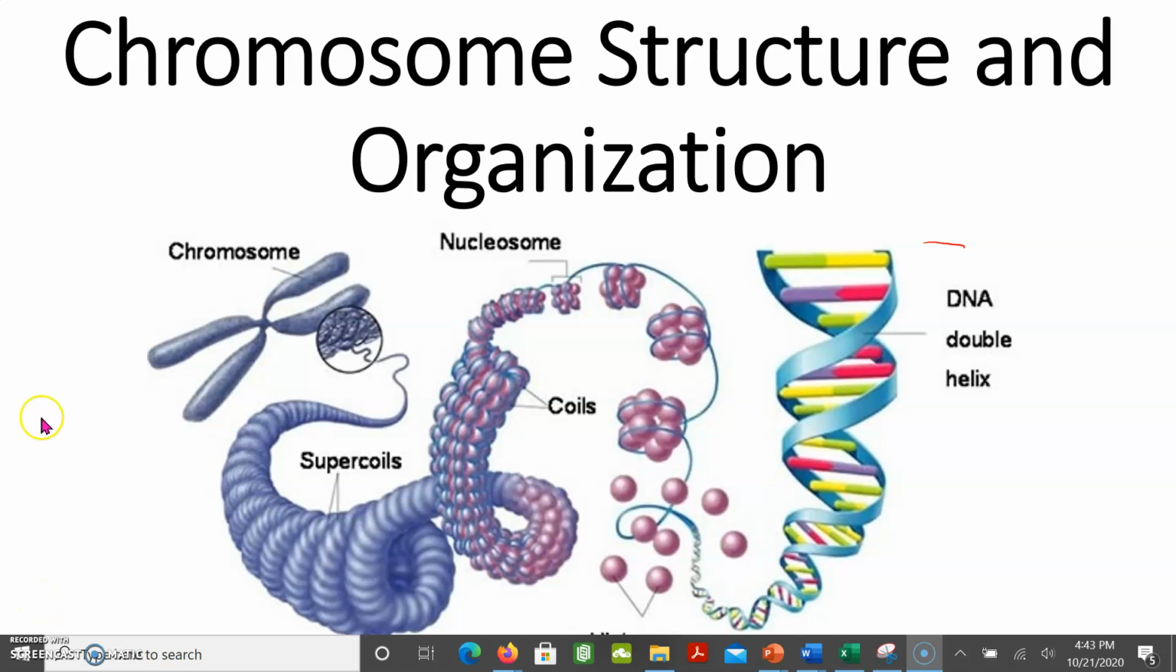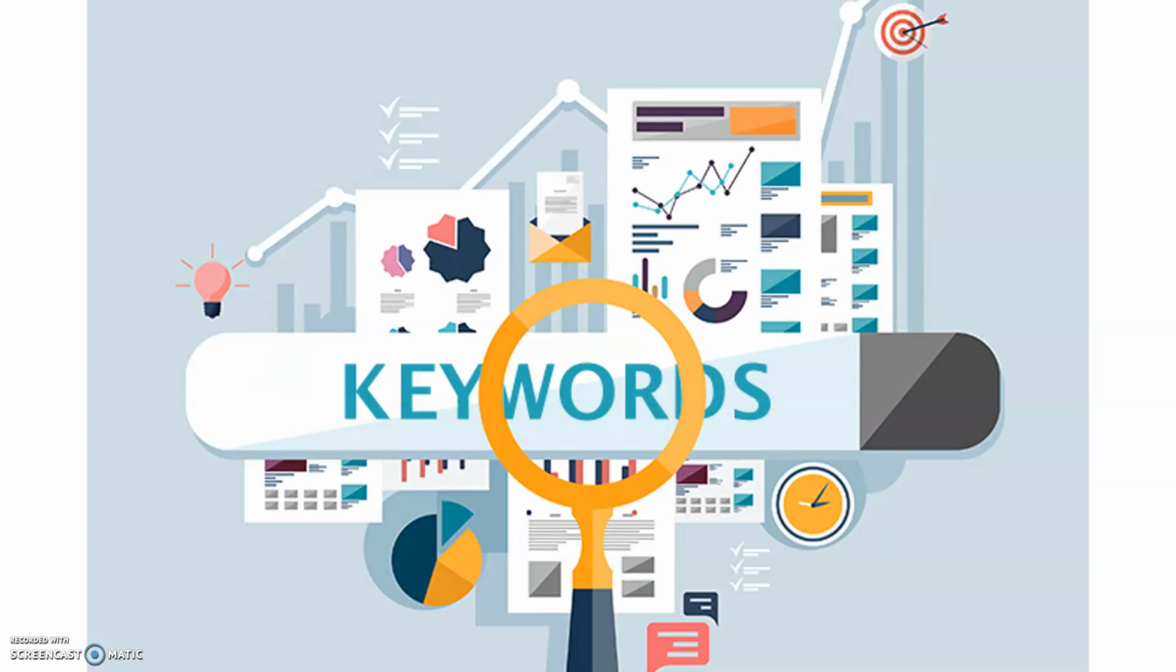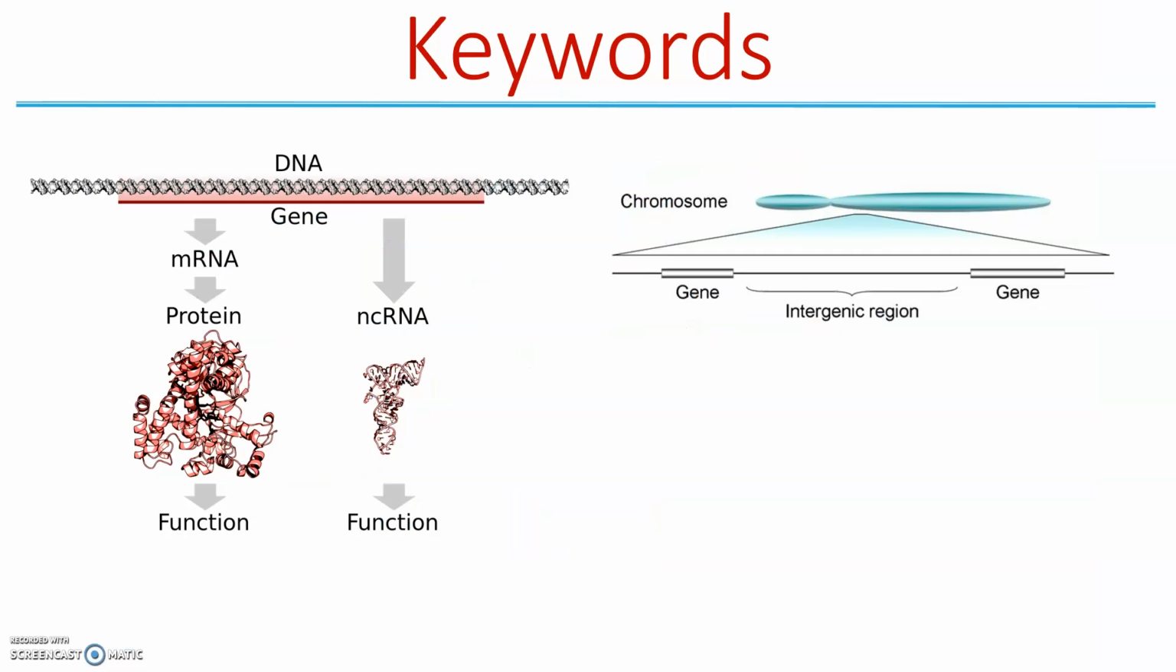Let's continue our conversation of DNA by talking about how chromosomes are structured and arranged within the nucleus or the nucleoid. So we're going to start with some keywords and then a brief overview of the chapter. Just a couple choice keywords to help you understand what's going on.